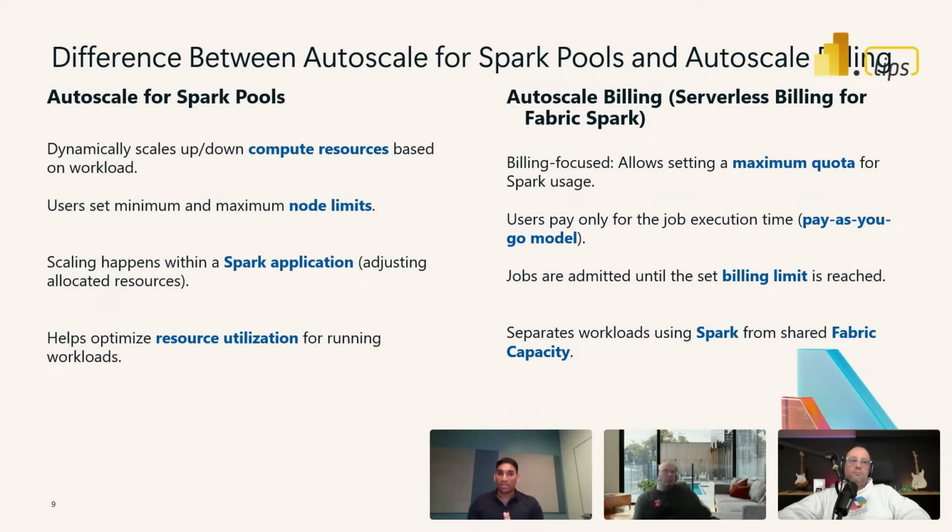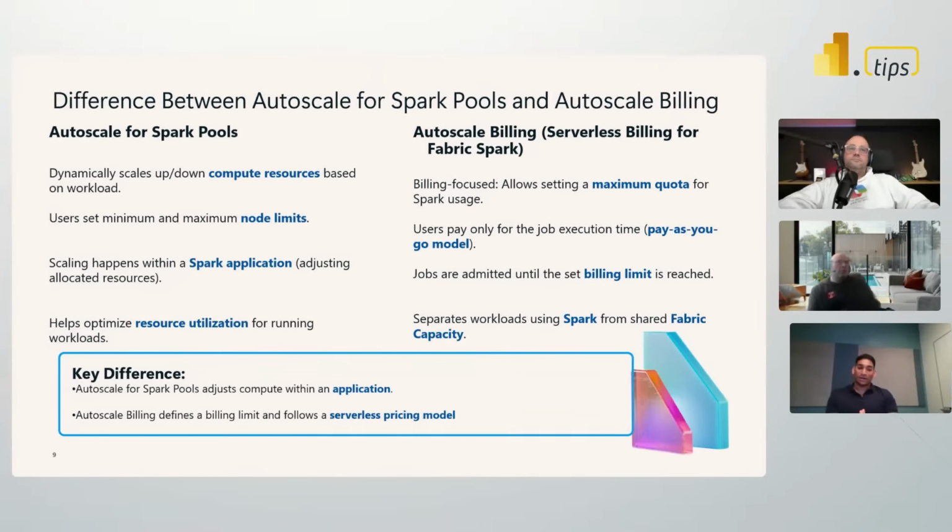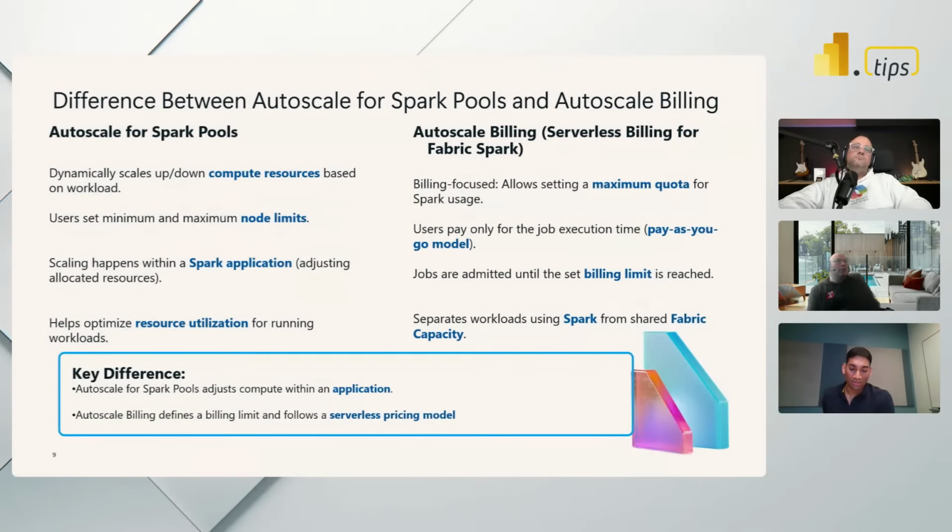It does not scale up or scale down from the capacity. The users only pay for what they actually use, based on the number of cores that the jobs actually use. So I hope that clarifies the questions or the concerns that the users or the community had around what this autoscale behavior is in terms of billing.